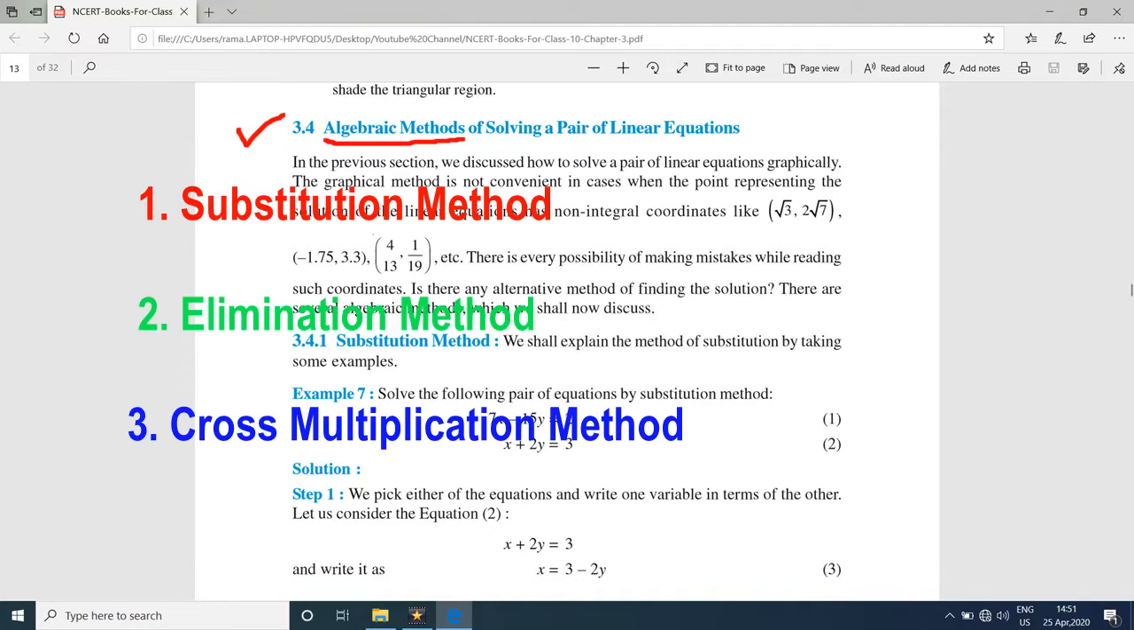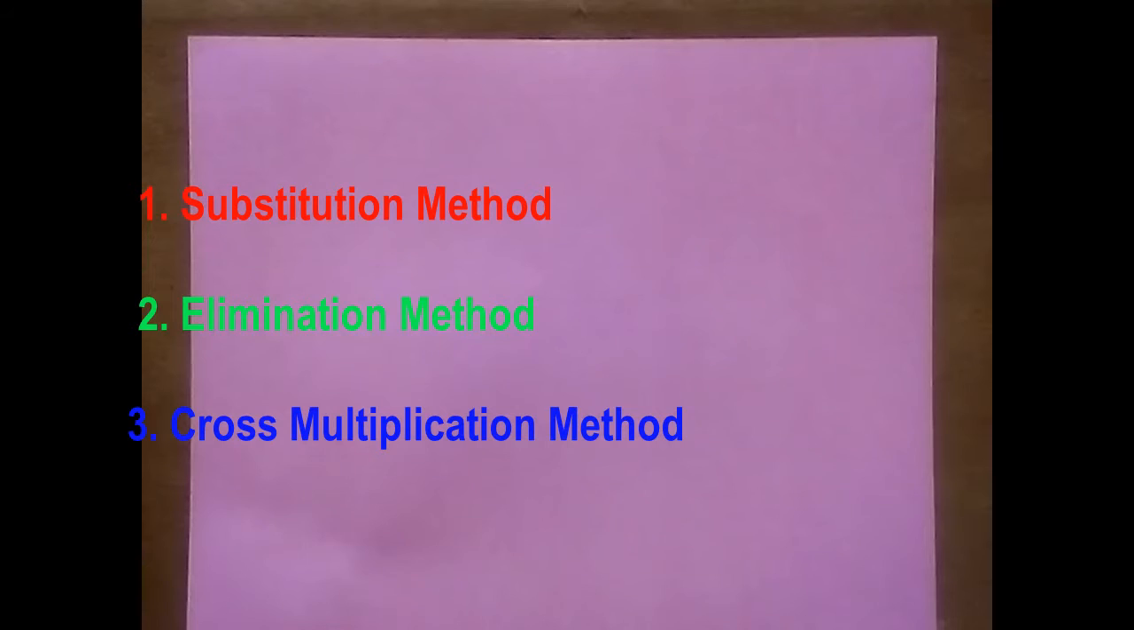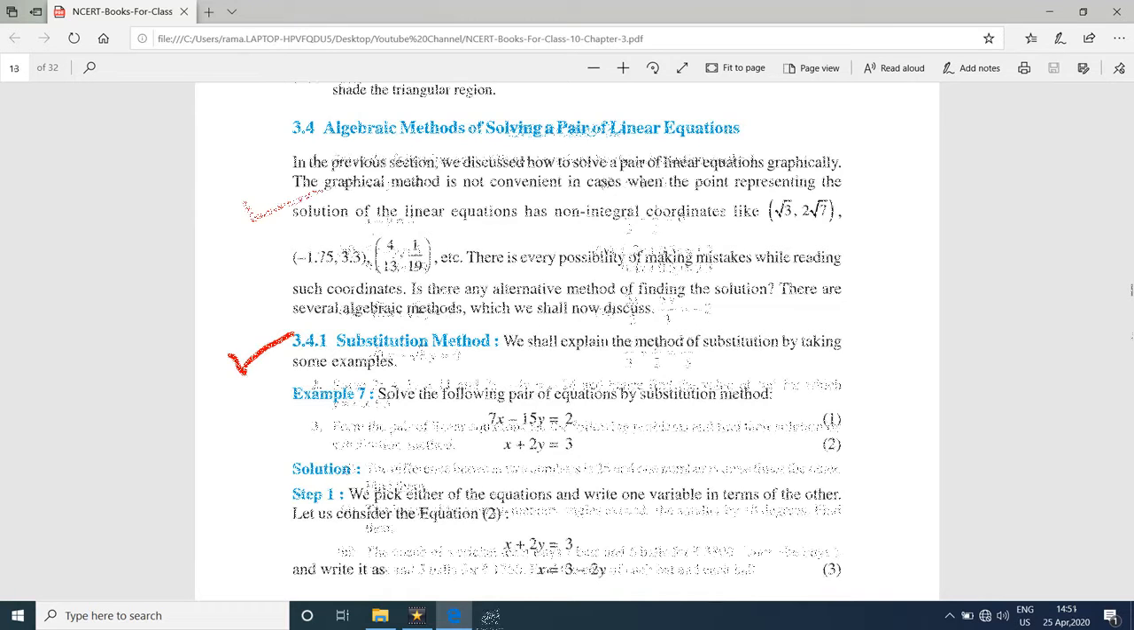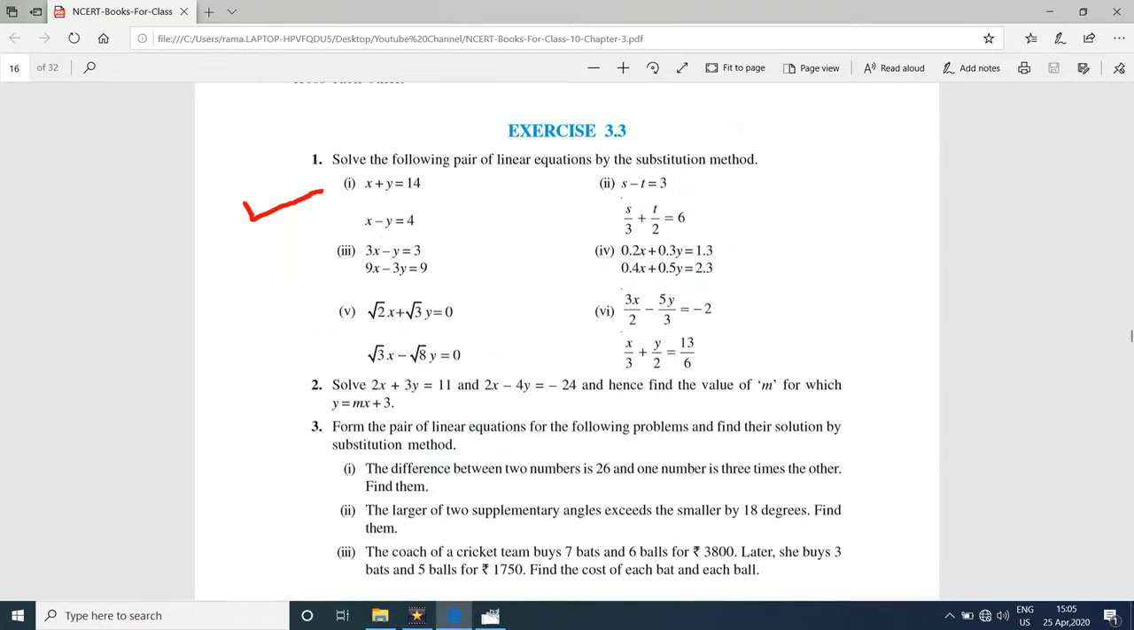There are three algebraic methods to solve any pair of linear equations. The first method is the substitution method, the second is the elimination method, and the third is the cross multiplication method. In this video, we will see how the substitution method can be used to solve linear equations. So we are moving to exercise 3.3, CBSE class 10.